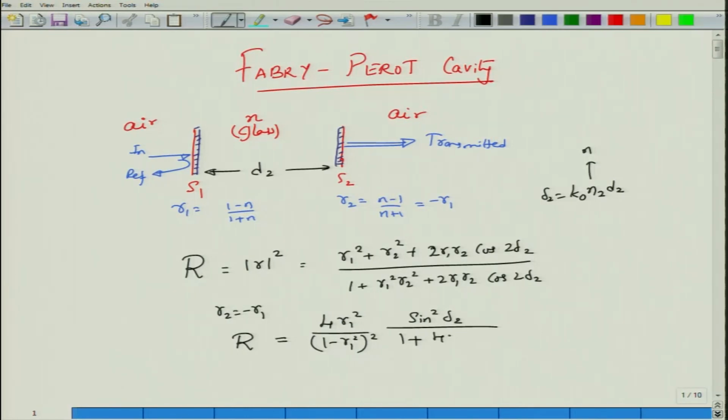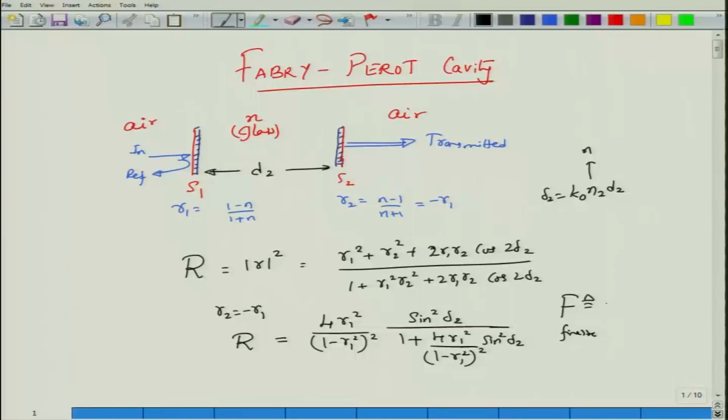So in the denominator you will have 1 plus 4 R1 square divided by 1 minus R1 square whole square times sin square delta 2. If we define F as a factor which we will call the finesse of the cavity, then the larger the value of F, the higher will be the transmittivity and the narrower will be the bandwidth, as we will see. Okay. So this finesse of the cavity can be defined as 4r square divided by 1 minus r square to the power 2, where I have taken R1 is equal to r for simplicity. Instead of carrying R1 all the time, I have just taken R1 is equal to r.